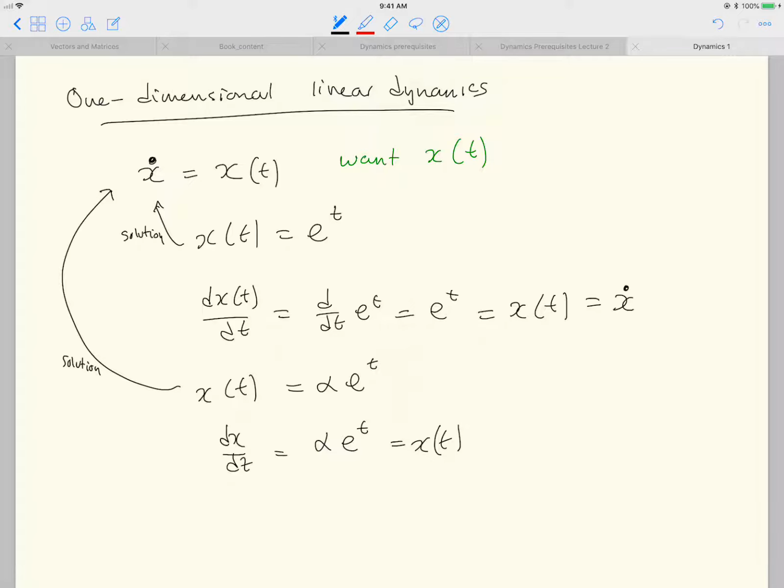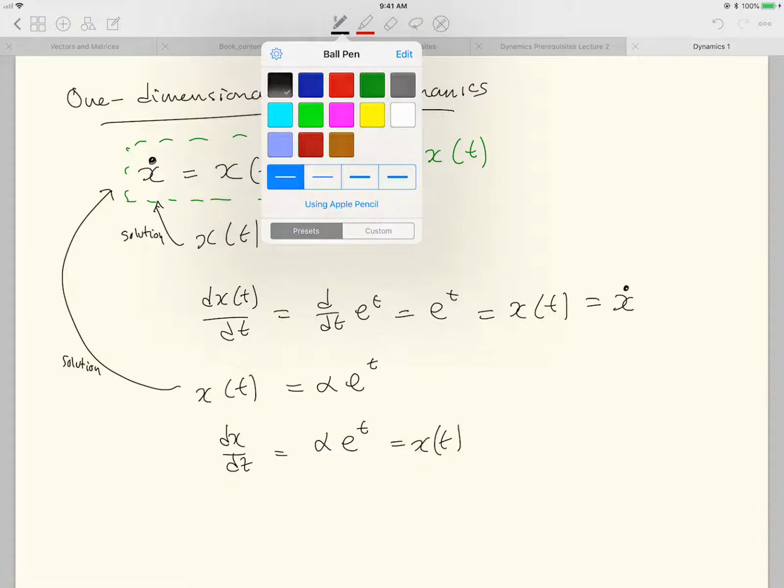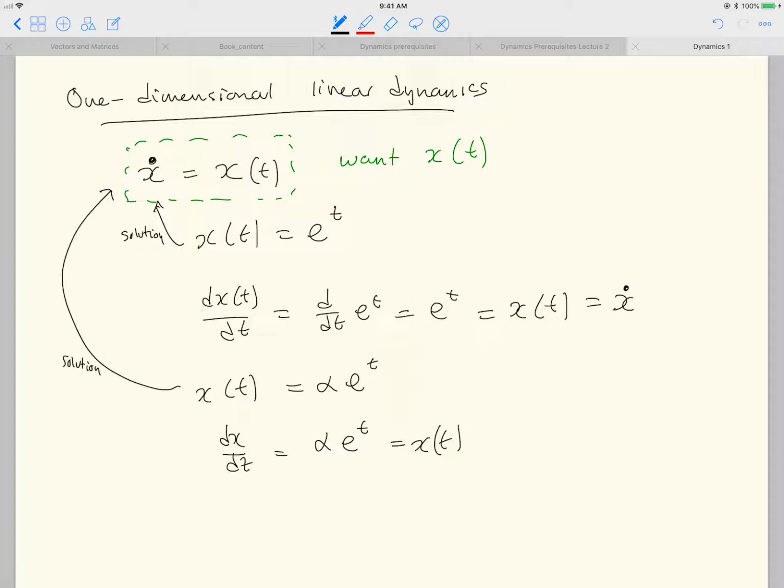And in fact, that alpha corresponds, remember that I said you always need the initial condition? If we're going to solve this equation numerically, we need to know the initial condition. Well, the same is true for the analytical solution. They go hand in hand. So that alpha is the initial condition. What do I mean by that?